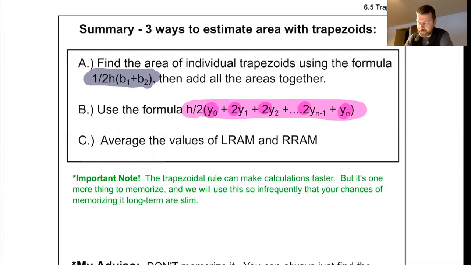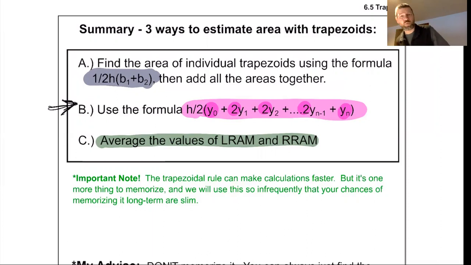And then the last way, which we probably wouldn't use often, but it's a good thing just to be aware of, is you could find the average values of LRAM and RRAM. There is an important note here. The trapezoid rule can make calculations faster, so that is one advantage of the trapezoid rule. However, we are not going to use trapezoid approximations frequently. That's a pretty infrequent thing.